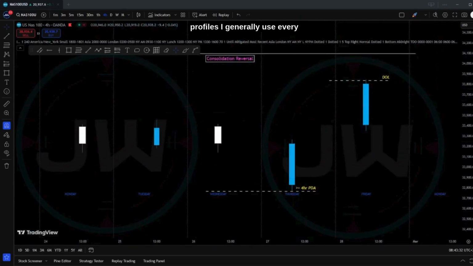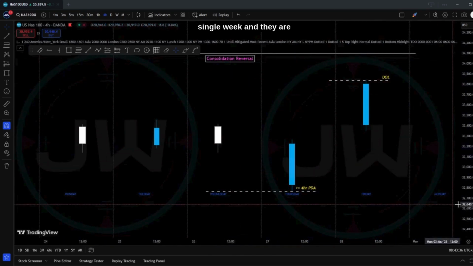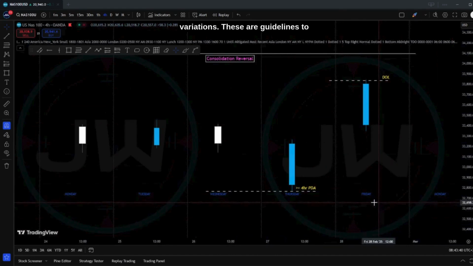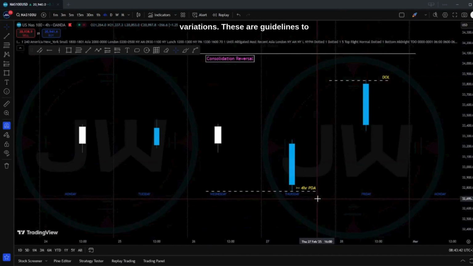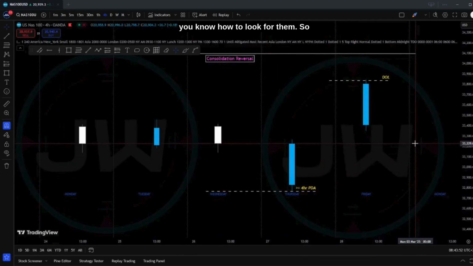And those are the 3 profiles I generally use every single week. And there are variations. These are guidelines to how price moves. But you can generally see that they do fit these profiles if you know how to look for them.